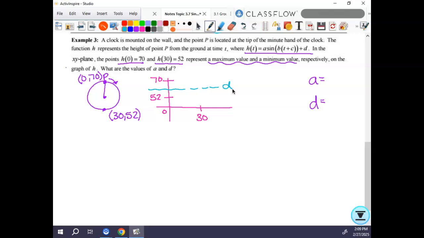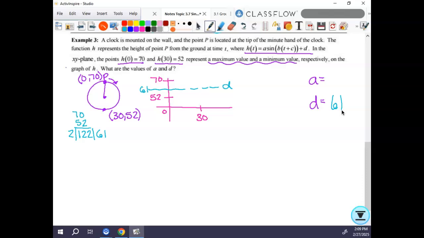There's more than one way to do this, and we'll talk about both. What could I do to figure out where that is? Who wants to give me an idea? Add and divide by 2? Okay, so we're going to add 70 plus 52. That's going to give me 122. I divide that by 2, and what do I get? 61. So that means I'm here at 61 on the y-axis, right? And that represents the location of D, so y equals 61.